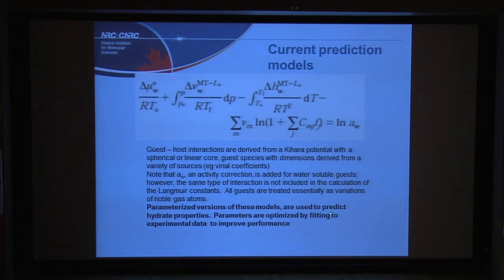So the parameterized versions of this model are then used to predict hydrate properties. And the parameters are optimized by fitting to experimental data to improve performance. But what is lost, in fact, is the fact that there is real chemistry going on in the guest-host interactions. And it has basically disappeared from the considerations here.